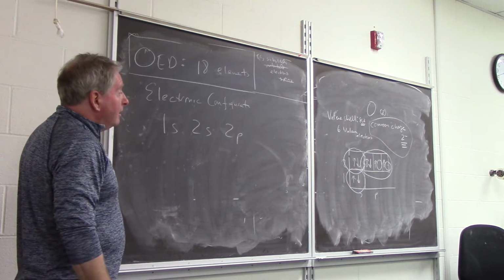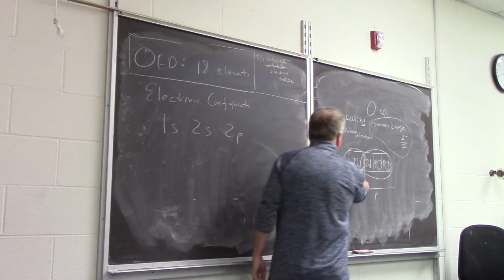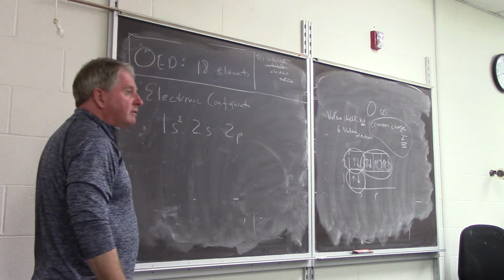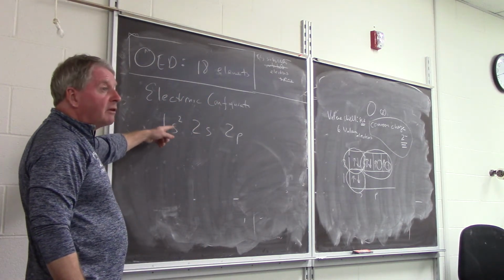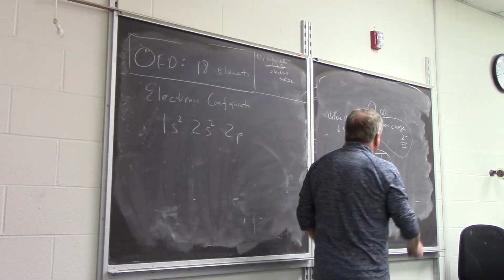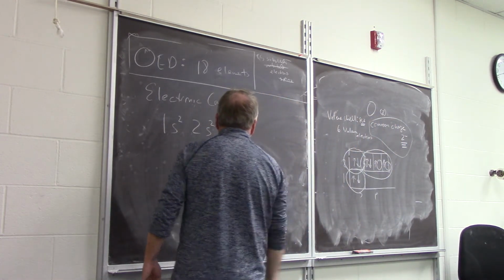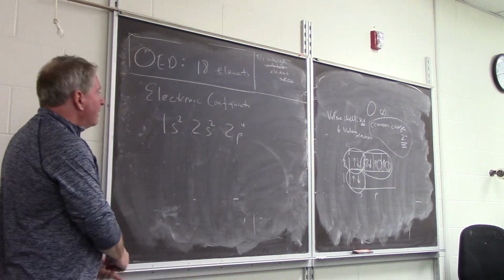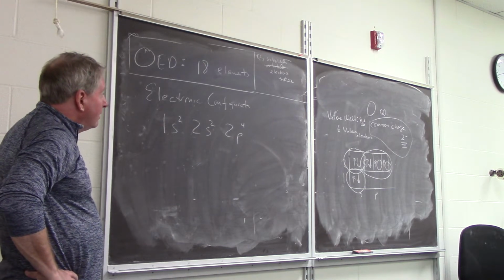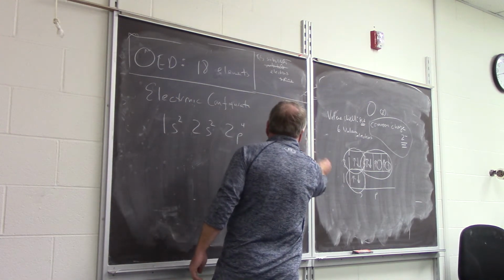Then you write how many electrons are in each subshell. So you have 2 here, and we make it a superscript. It's not a square, it just means there are 2 in the S subshell. There are 2 in this subshell, and then there are 1, 2, 3, 4 in that subshell. So this is the electronic configuration for oxygen, and we got it from this diagram.